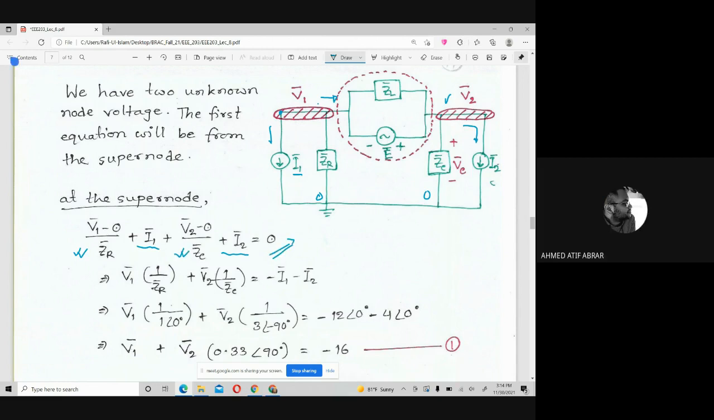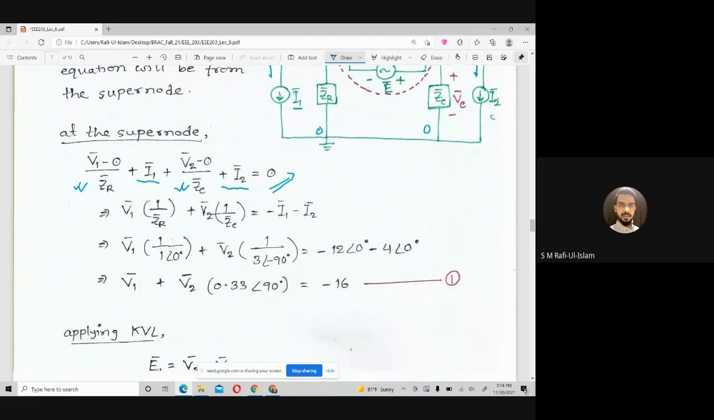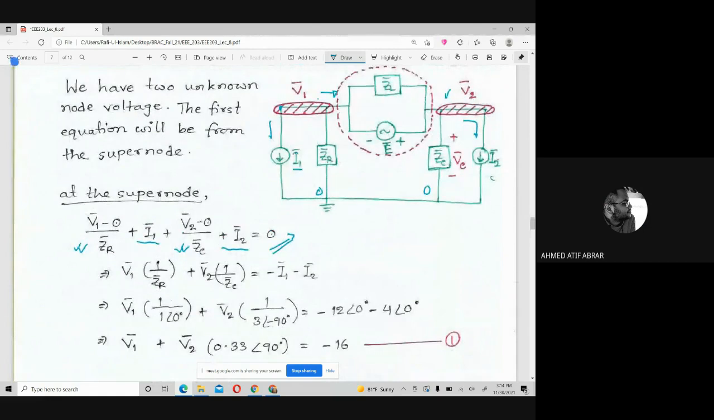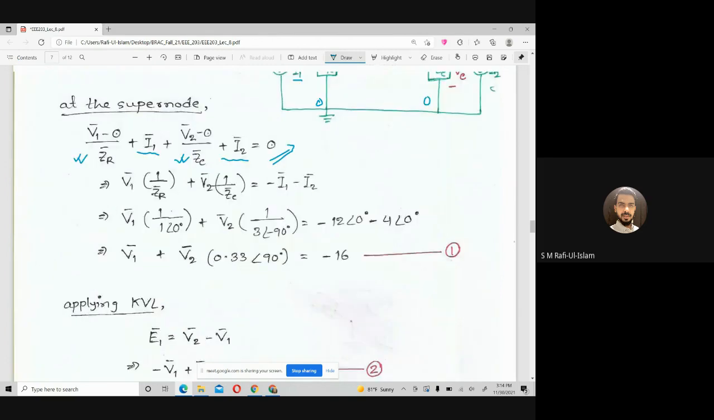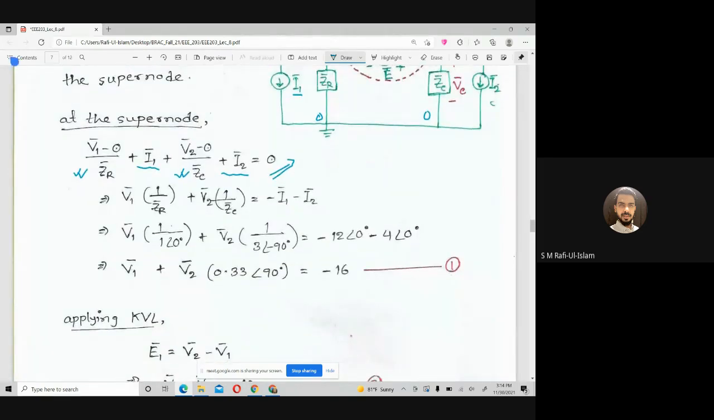Yes, sir. Perfect. Then we need only to short circuit the voltage source. We will not consider anything with that voltage source because we don't know which current is passing through it. I will explain a bit later how we get the equation of supernodes. Let me finish first, then I will discuss it.